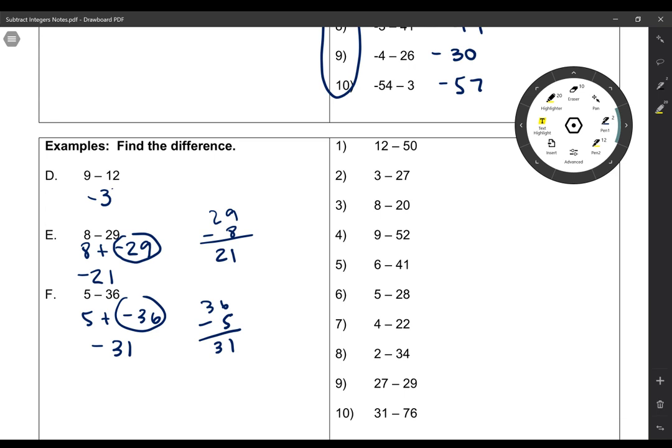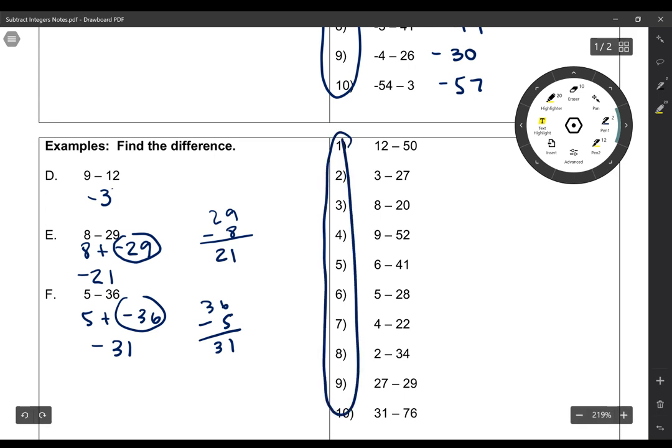So then I'm just going to go through and have you guys pause again and try these 10. So do pause the video, and then when you get back, I will do answers really fast. So go ahead and pause and try those 1 through 10.